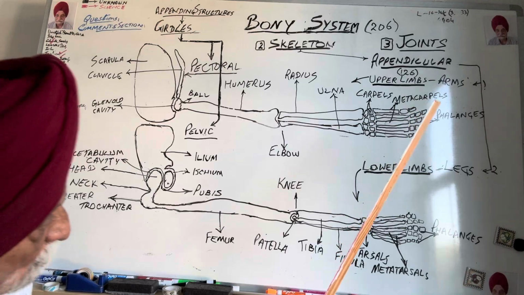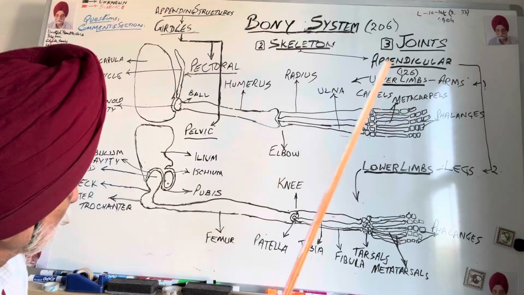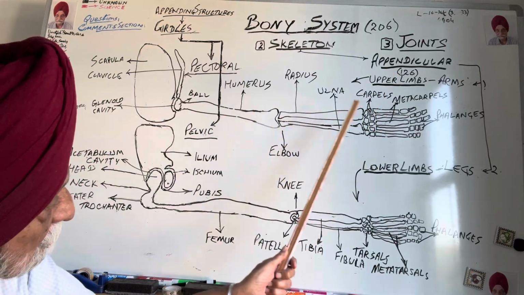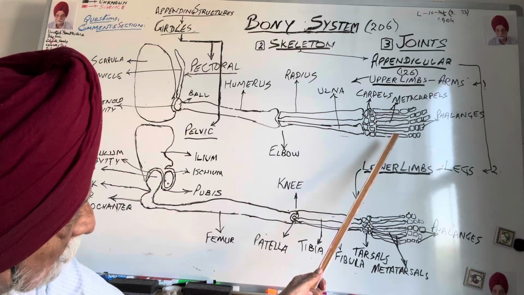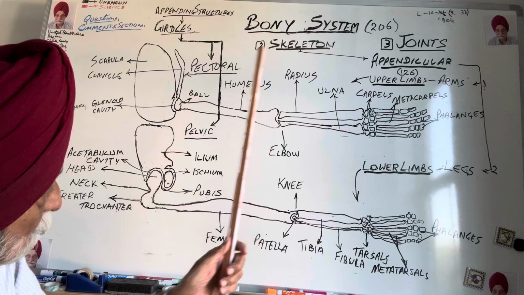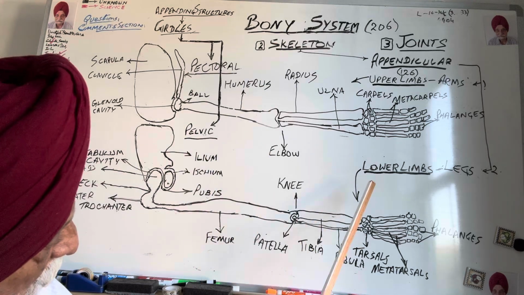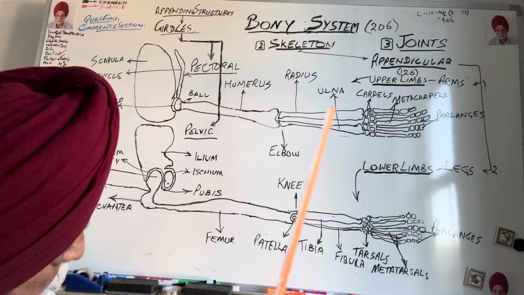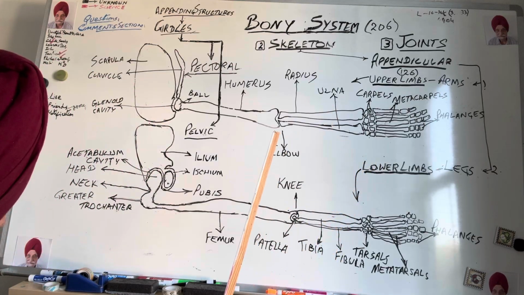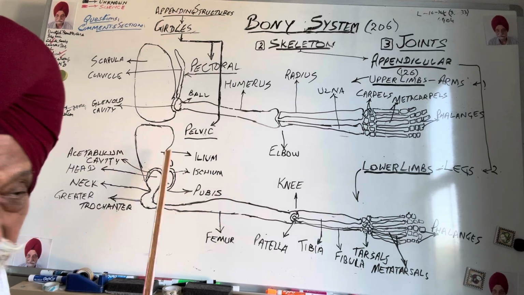These are the bones of the upper limb, I mean the arm: humerus, radius and ulna, carpals, metacarpals, and the phalanges. We come to the bones of the lower limb, I mean the leg. The lower limb joins with the pelvic girdle.